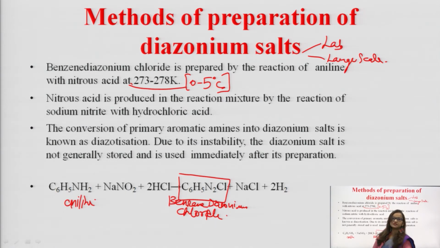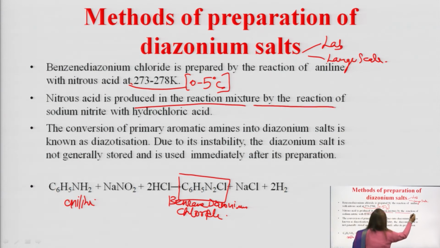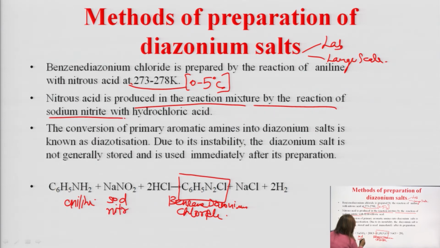Now how is nitrous acid prepared? Nitrous acid is produced in the reaction mixture by the reaction of sodium nitrite with hydrochloric acid. So, we have written the whole reaction in one sentence: aniline is treated with sodium nitrite and HCl. Then what are we getting? We are getting benzene diazonium chloride plus sodium chloride plus water, right. So, this is the method of preparation of diazonium salt, right.